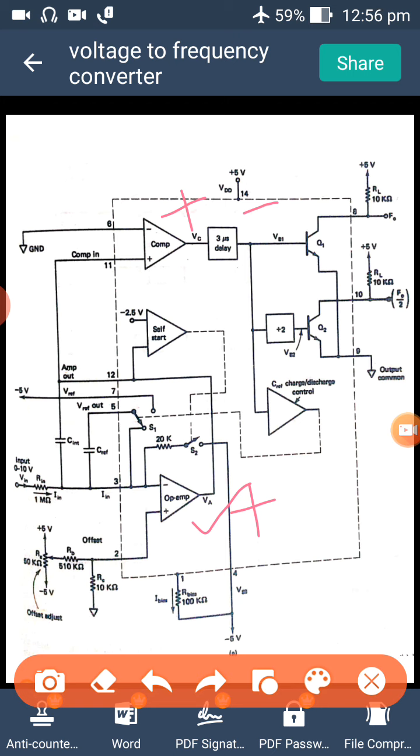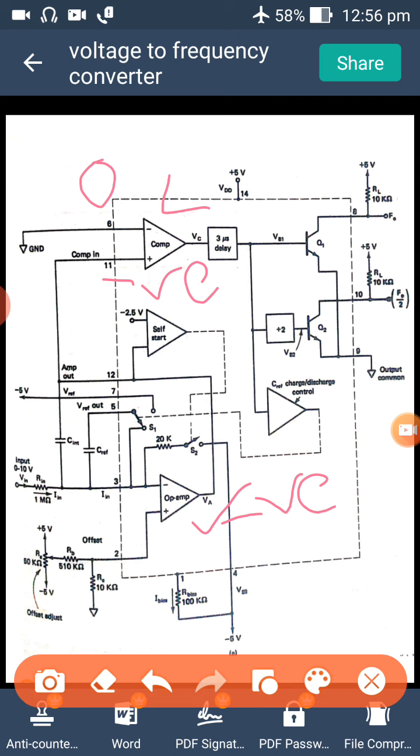Right. Then, if the output of the operational amplifier VA is negative, the case that we have studied is positive, and the next case is if VA is negative. This negative voltage is applied here to the comparator. It will compare this with 0, right? Then the output will be low. The comparator output will be low.